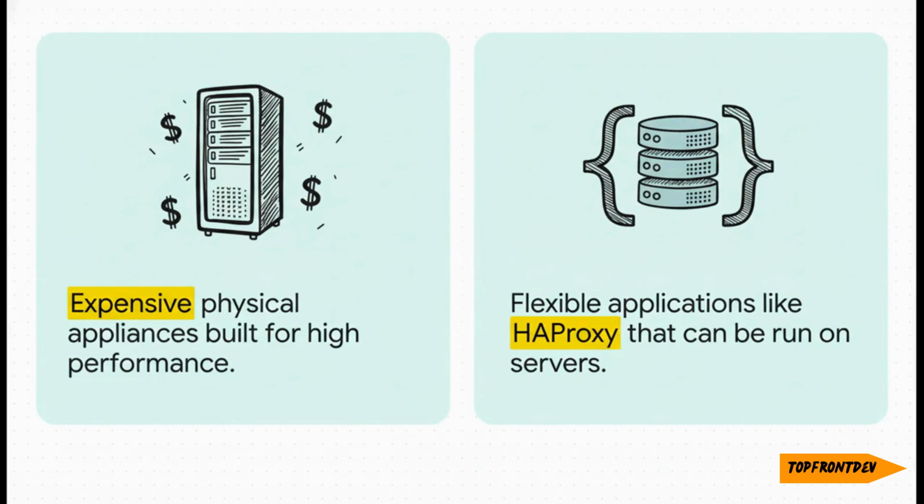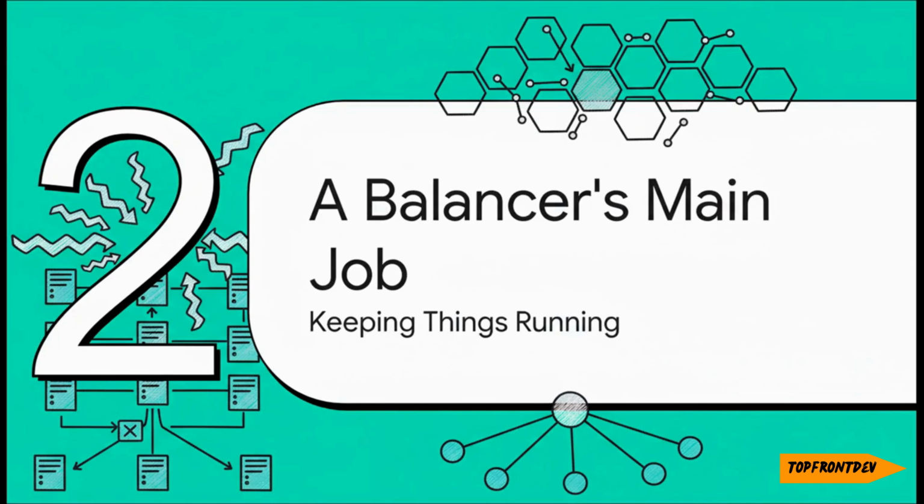Now, these traffic cops come in two main flavors. On one hand, you have hardware load balancers. These are physical boxes, beefy, high-performance machines that are incredibly fast, but yeah, they're expensive. On the other hand, you've got software load balancers, like the super popular HAProxy. These are just applications you can run on standard servers, which gives you a ton of flexibility and is way more affordable.